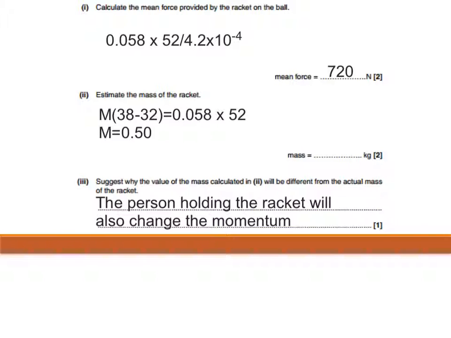Now, to estimate the mass of the racket, the change in momentum of the ball is equal to the change in momentum of the racket, and because we have the mass of the ball, we can calculate the change in momentum, and we have the change in velocity of the racket, and so we can calculate the mass of the racket to be 500 grams or 0.5 kilograms. And the final part of the question asks why the value of this mass might be different to the actual mass of the racket. And the answer is that the person holding the racket will also have an impact on the change in the momentum during the contact of the ball.